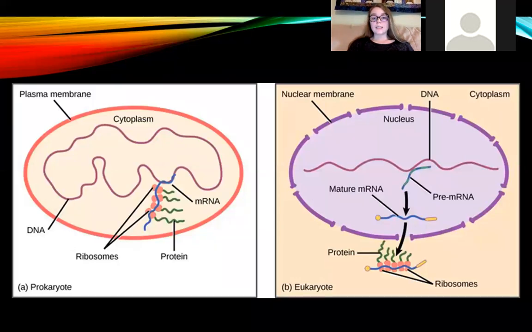Okay, so this image is just a simple image of a prokaryotic and eukaryotic cell. And as you can see, it goes into the differences between the two, the main one being that eukaryotic cells contain a nucleus and prokaryotic cells do not.